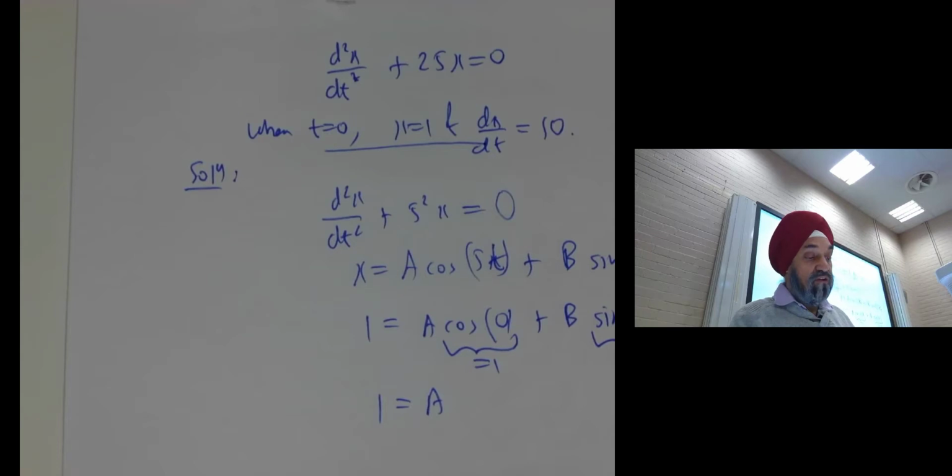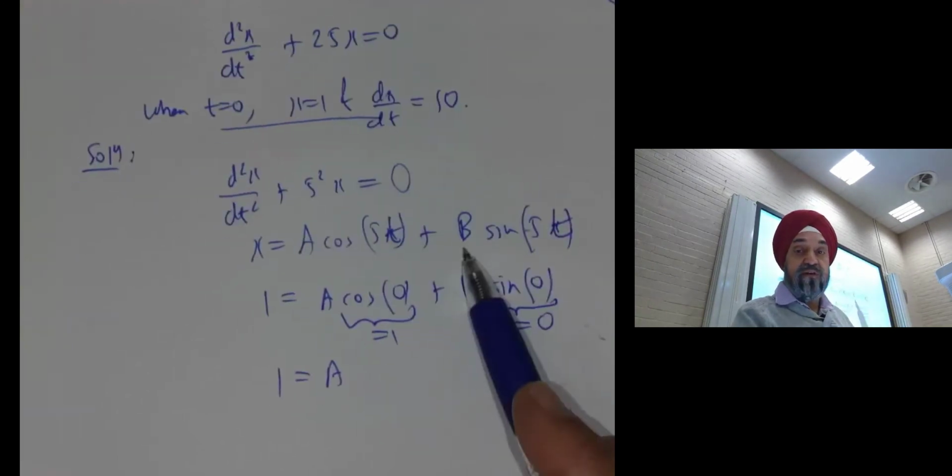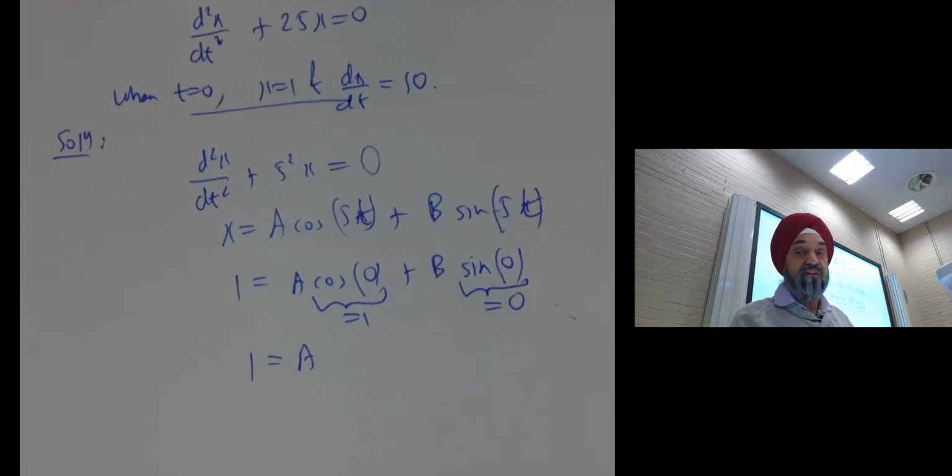But that's no good. That's still pretty useless. Go on, Patrick. Because we don't know what B is. We still don't know what the value of B is, do we? How can we find B? How can we find the value of B then? Go on then, Henry.